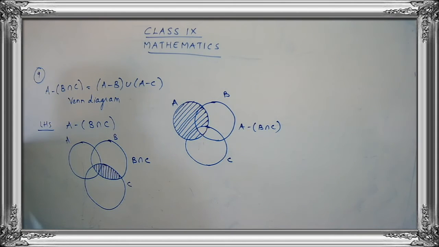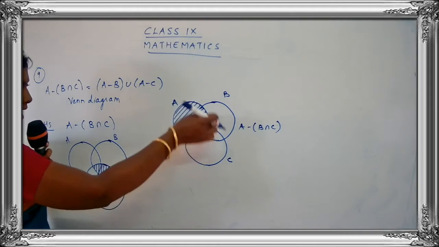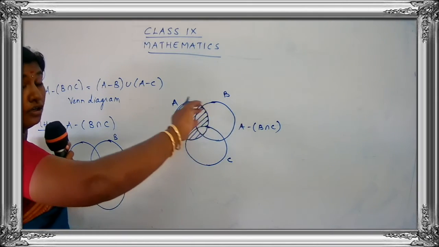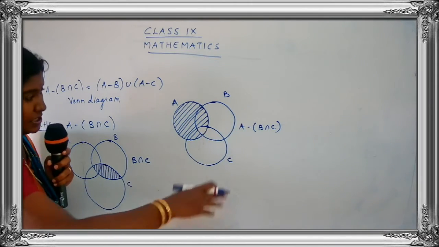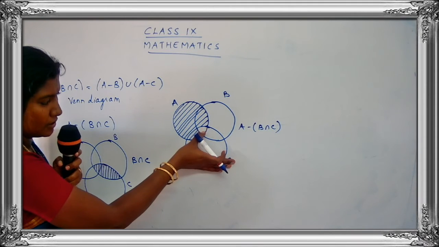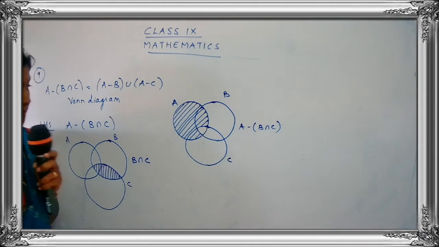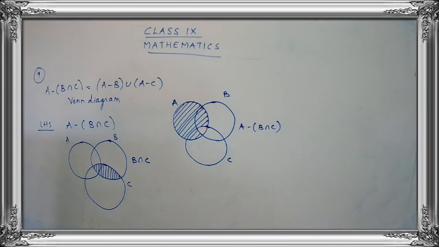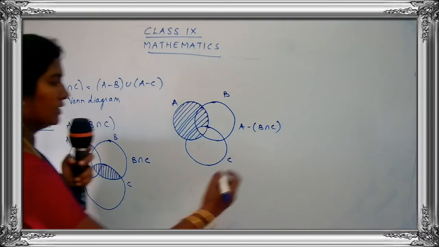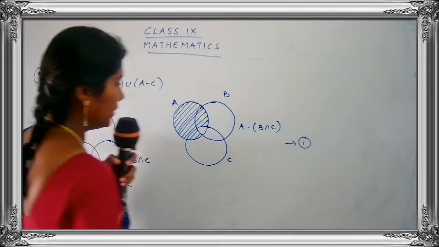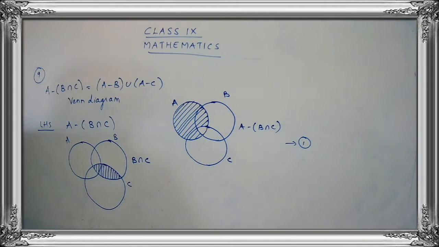So A minus B intersection C. See here, be careful. You are shading A, but you are not touching B intersection C. So you are just removing this part, a common part. So this is the answer. You can just write down here number 1. Put this as number 1 because we have completed the LHS part. We took the LHS and we have found the answer. A minus B intersection C.